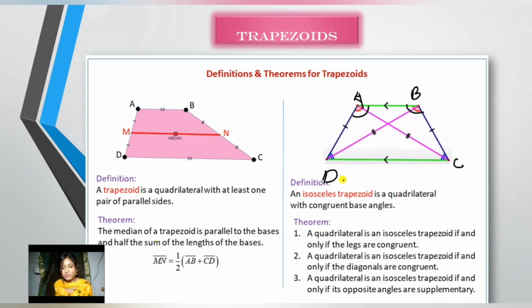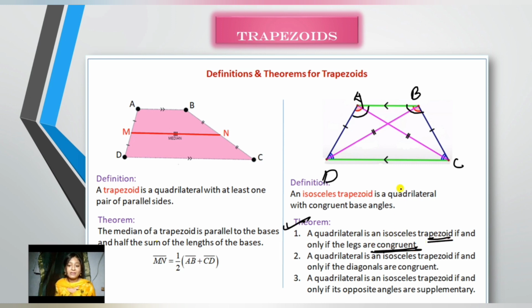Basically this is a quadrilateral only, and it is also popular by the name trapezium. There are some theorems of the isosceles trapezoid as well, so I just want you all to focus here also. A quadrilateral is an isosceles trapezoid if and only if the legs are congruent.